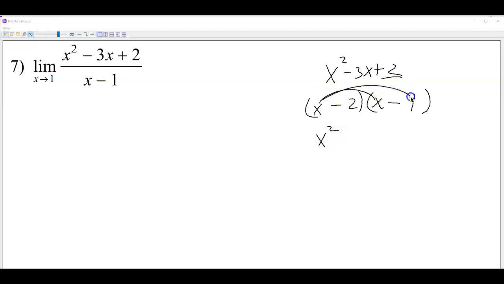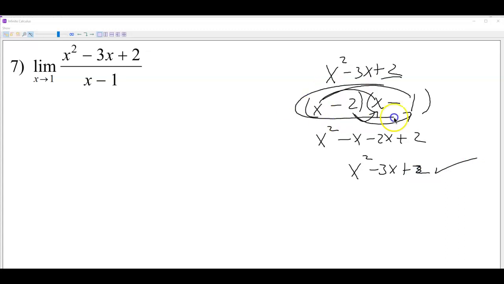X times x is x squared, x times 1 is negative x. Negative 2 times x is negative 2x, and then 2 times negative 1 is positive 2. And so we have that, and that's the good one. So that's what we want. So the factored form would be this. So my numerator then is going to look like the following. I'm going to write it in factored form.